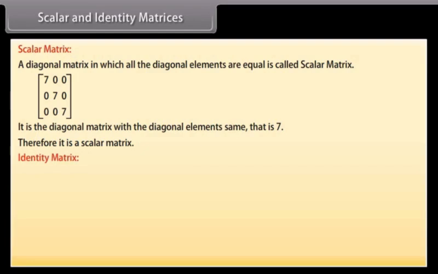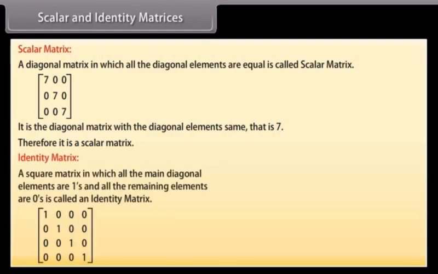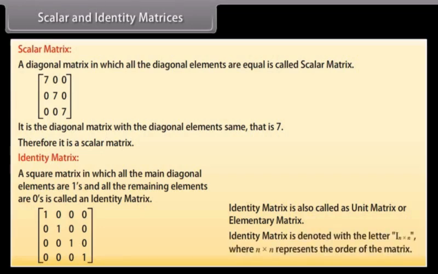Identity matrix. A square matrix in which all the main diagonal elements are ones and all the remaining elements are zeros is called an identity matrix. Identity matrix is also called unit matrix or elementary matrix. Identity matrix is denoted with the letter I subscript n by n, where n by n represents the order of the matrix.